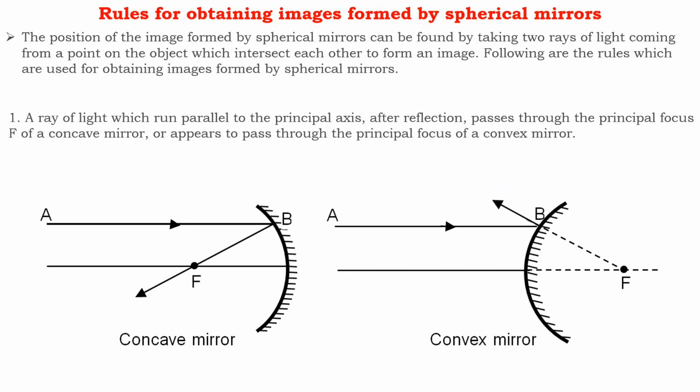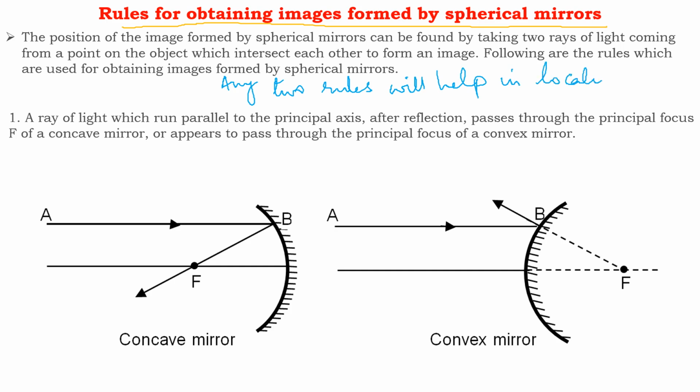Now we have rules of obtaining images formed by spherical mirrors. The very important topic of today. Now we have 4 rules, and out of them any 2 rules will help in locating the image. So what are the rules? First, what is the first rule?